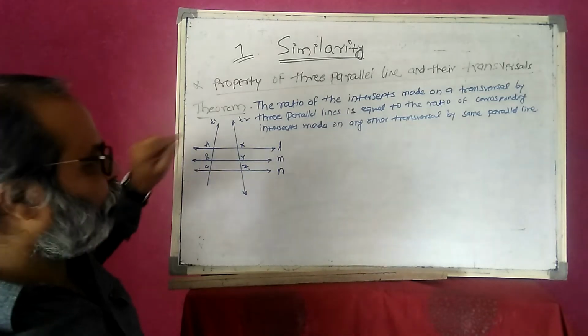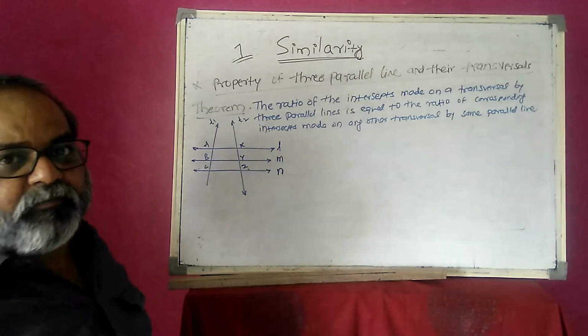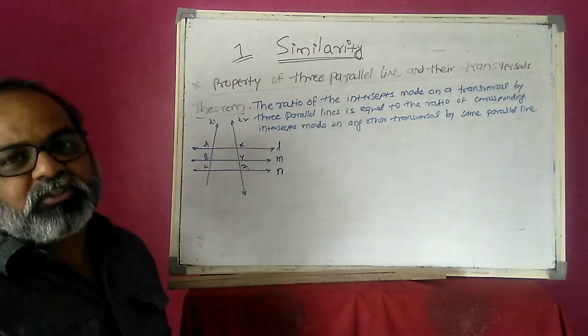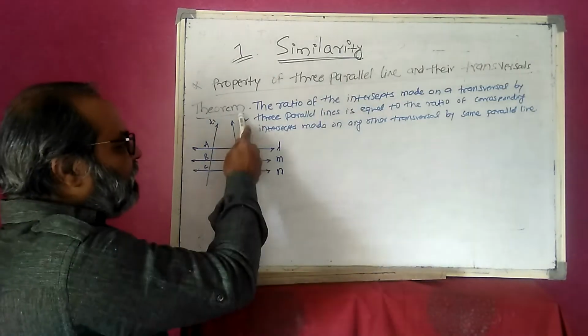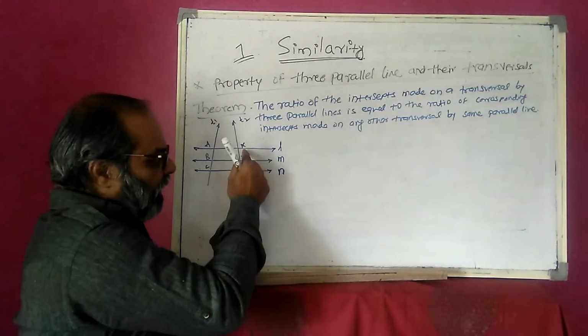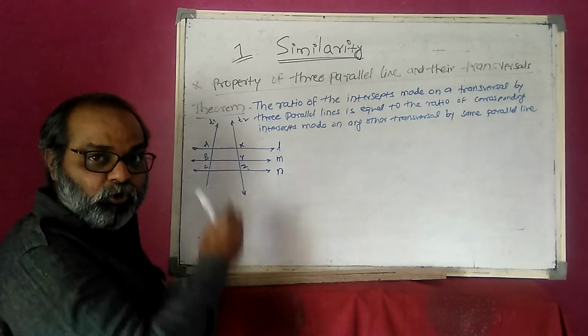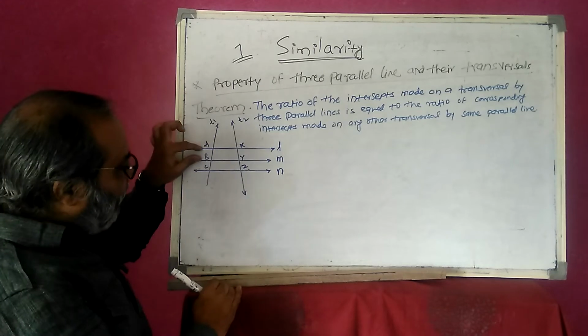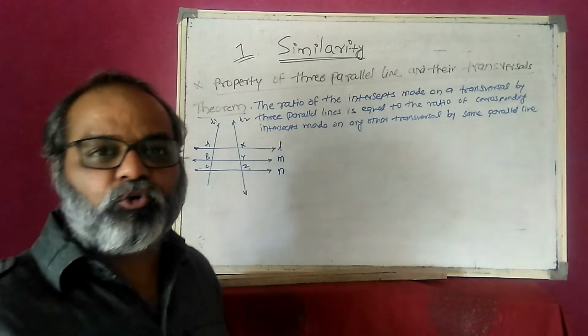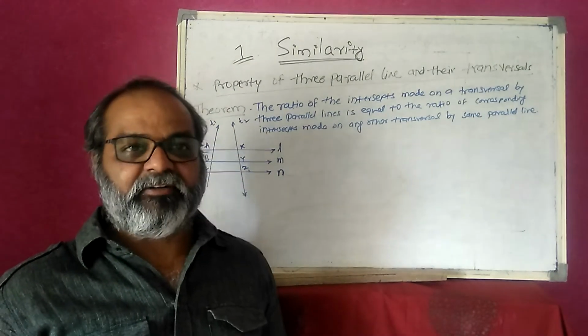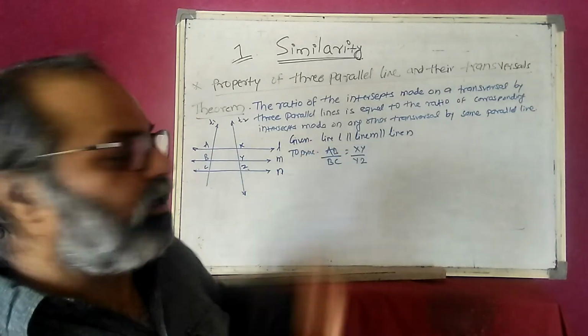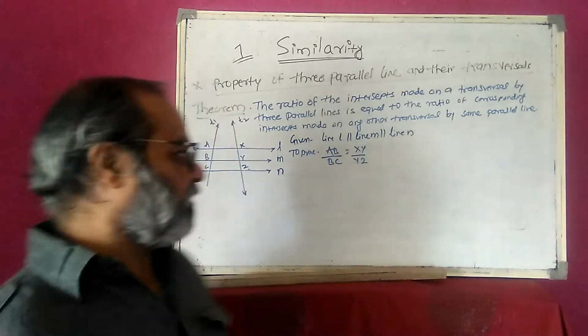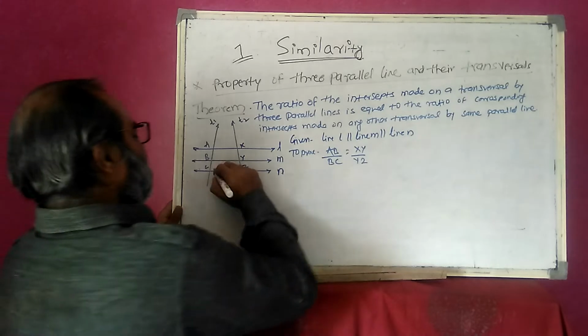So the ratio AB divided by BC is equal to the ratio made by any other transversal on the same parallel lines. T2 makes the intercepts XY and YZ. So we want to prove that AB upon BC is equal to XY upon YZ. We just prove that the ratios made by the transversals are equal. Now I just join CX.